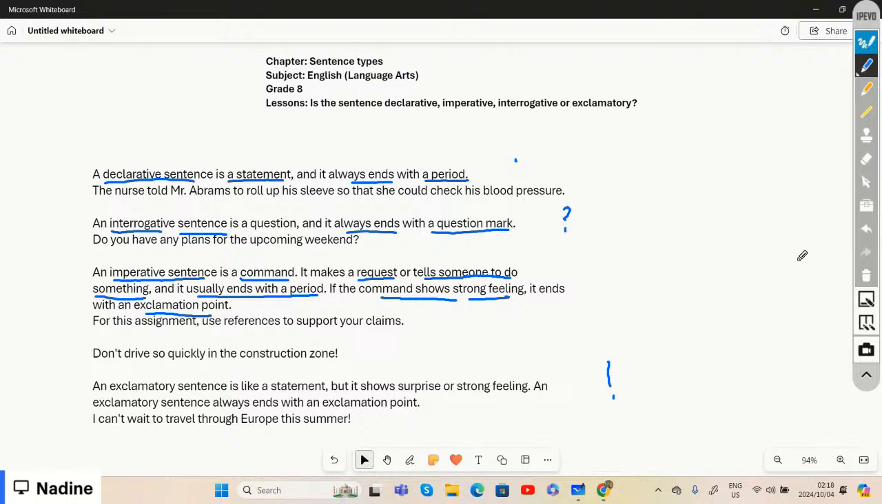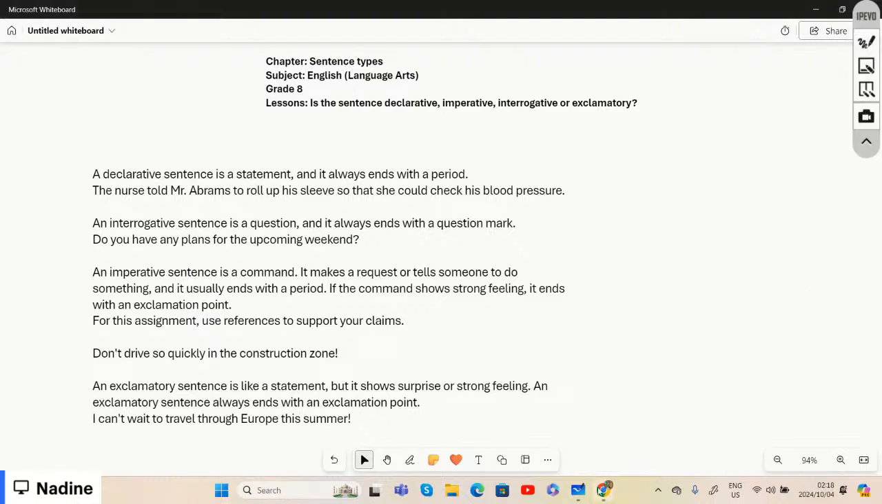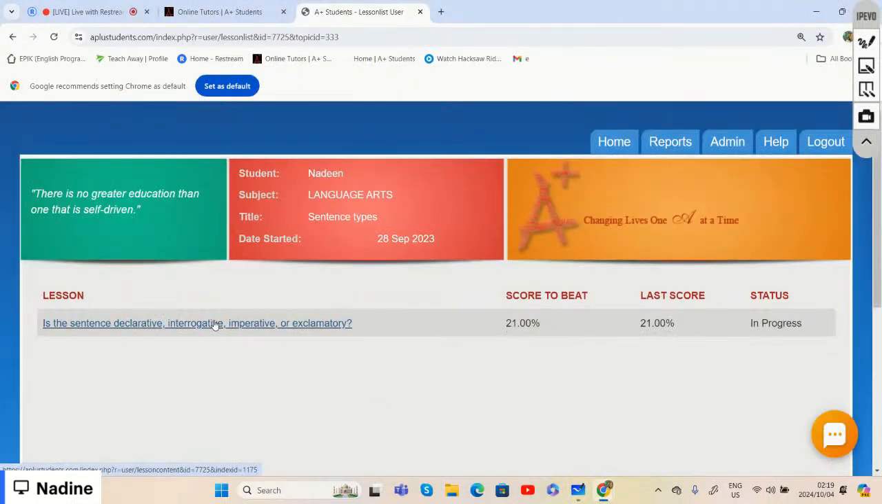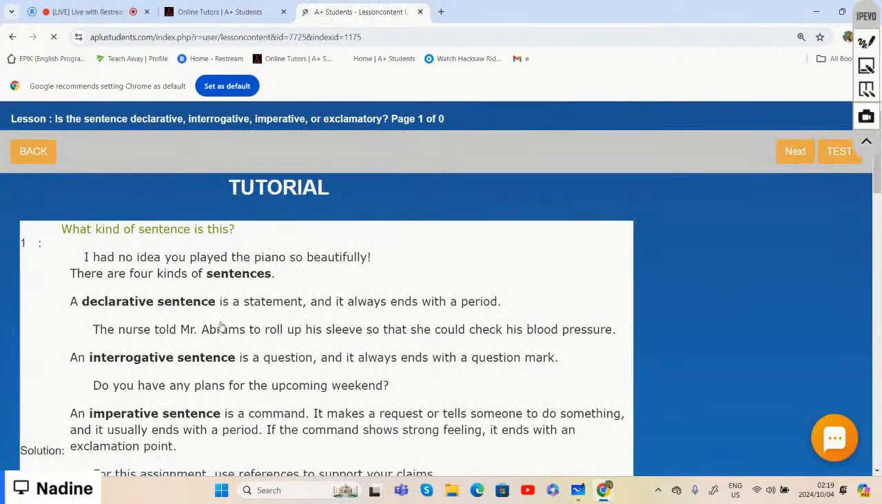All right. So now we're going to A plus students.ca, where we're going to learn more about sentence types, and then we're going to our test. And we're going to say, is the sentence declarative, interrogative, imperative, or exclamatory?